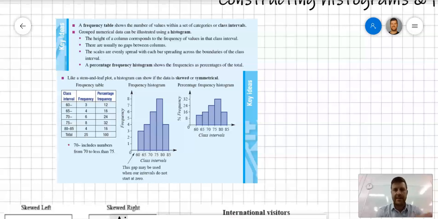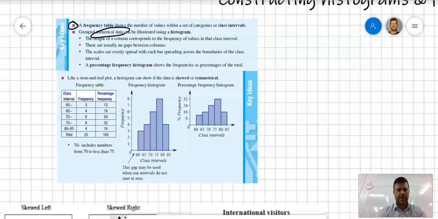So basically it's a data display. A frequency table shows the number of values within a set of categories or class intervals. And numerical data is a really good one for illustrating or showing in histograms.